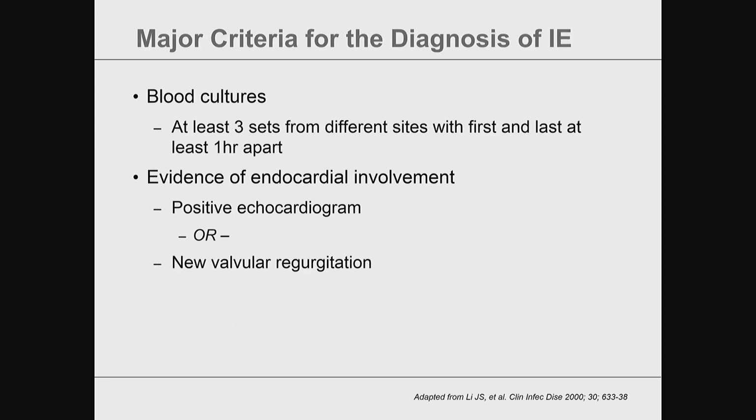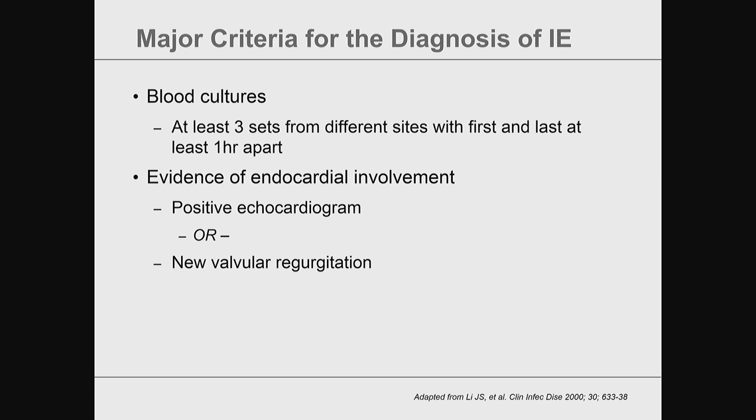So what are the major criteria for the diagnosis of infective endocarditis according to the modified Duke criteria? You must have at least 3 sets of blood cultures from different sites, with the first and last blood cultures drawn at least 1 hour apart, that are positive, and evidence of endocardial involvement, meaning that you have either a mobile echo density on an echo or new valvular regurgitation. Again, it is not enough to have worsening of prior regurgitation.